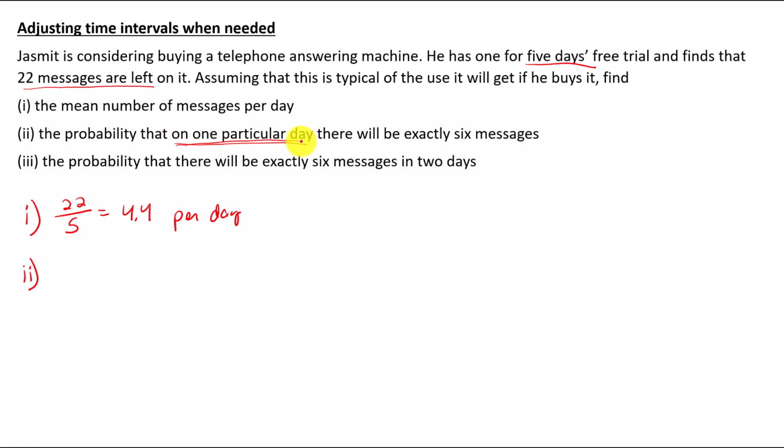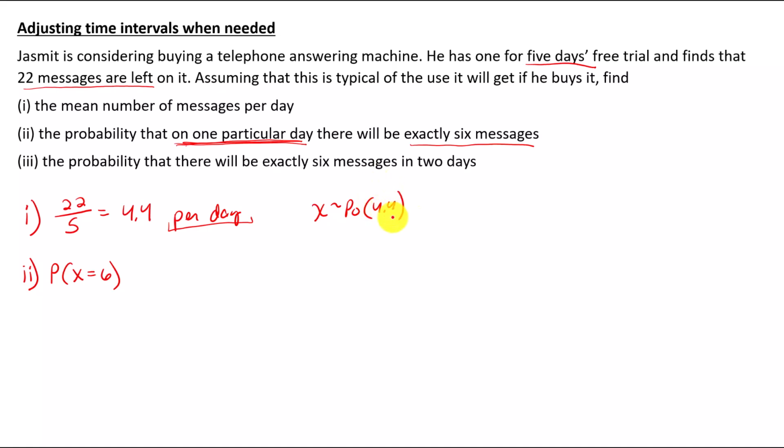So then for part 2, we are asked to find the probability that on one particular day, so this part that we're trying to find the probability on has to match this interval that we have. So on one particular day, we're trying to find the probability that there will be exactly 6 messages. So that is the probability that x equals 6. Now let's state our distribution. It's Poisson with 4.4 as our lambda.